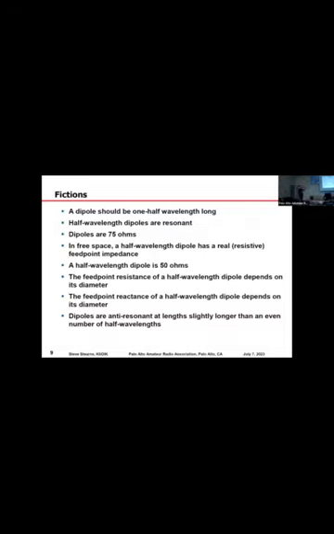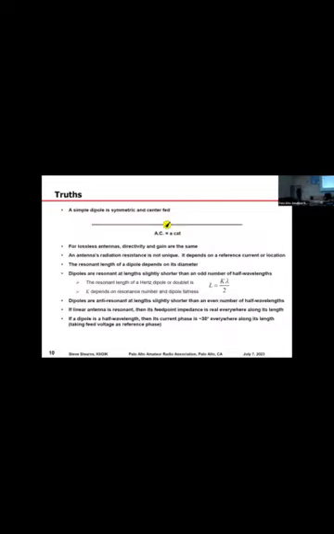Dipoles are anti-resonant lengths slightly longer than an even number of half wavelengths. Okay, we don't need that one tonight. Let's go on. Here are some statements that are opposite to those. These are statements that actually are true.